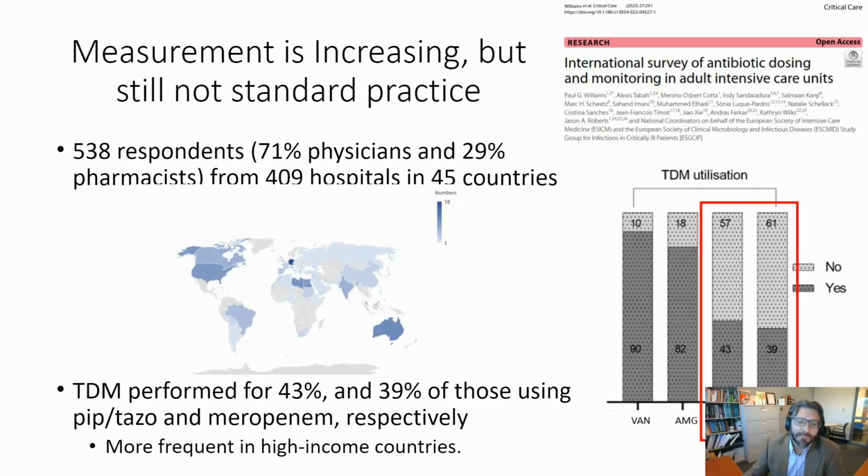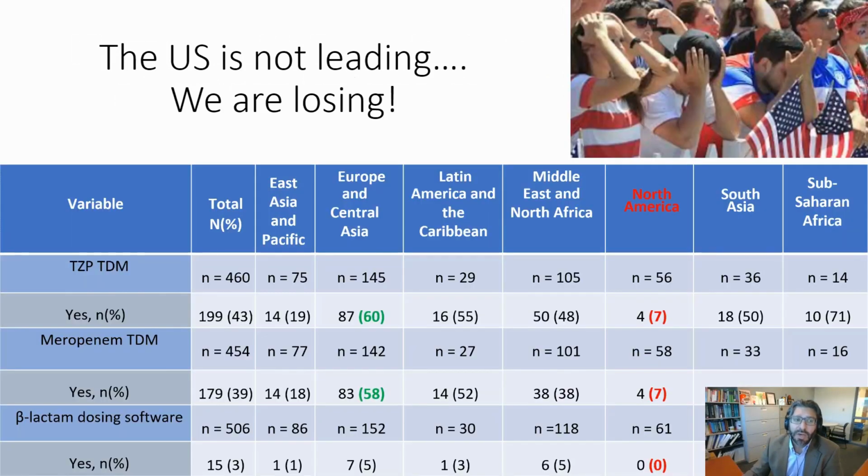And they found that it was really only 43% worldwide for Piptazo and 39% for meropenem, and that's shown in the bar graphs here. And you can compare that to other drugs that more commonly have therapeutic drug monitoring, things like vancomycin and aminoglycosides, where we see those numbers at 90%, 82% for vanco and aminoglycosides, respectively. And in the U.S., I'm very sad to report that we're actually losing. So we're doing very poorly in the United States.